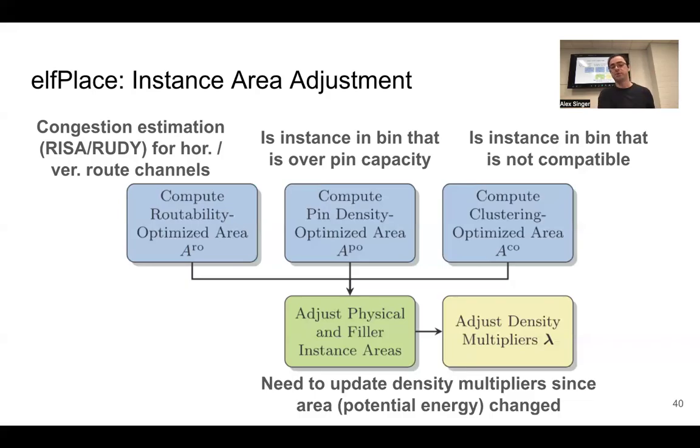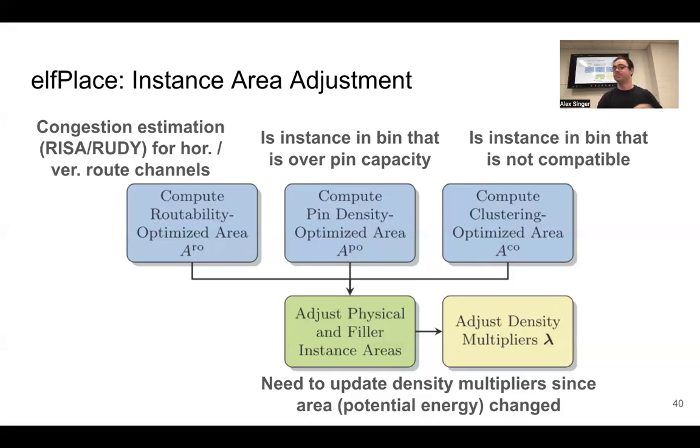So they recompute the density multipliers, the lambdas from the previous slide. So that's about it for what they do. They just use the area of these instances to enforce these objectives. Yeah, so they're figuring out how much spreading they want. The first two terms on the left are both measures of congestion.